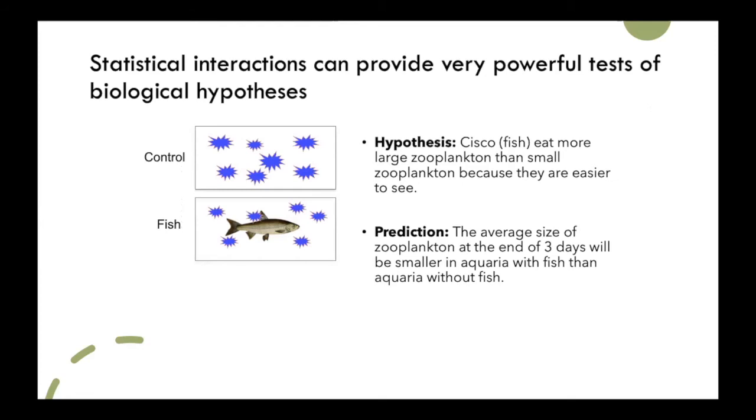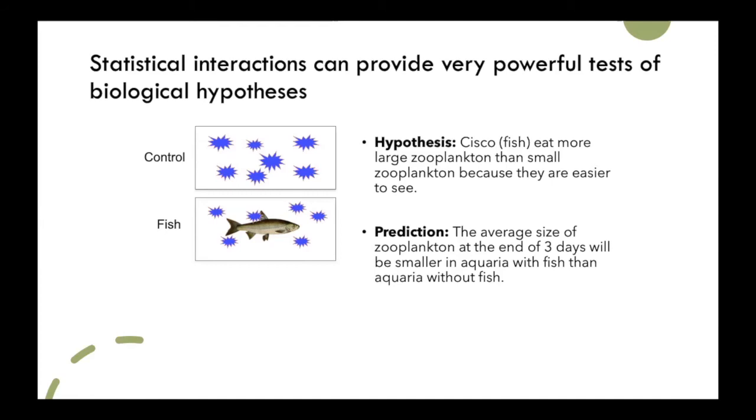Let's say we had the hypothesis that Cisco eat more large zooplankton than small zooplankton because the larger zooplankton are easier to see. So we might perform an experiment then where we have tanks of zooplankton either with fish or without fish. And we might make the prediction that the average size of zooplankton at the end of 3 days will be smaller in the aquaria with fish than in the aquaria without fish, because the fish are eating the larger zooplankton.